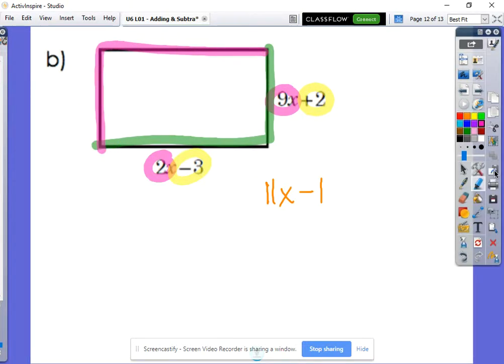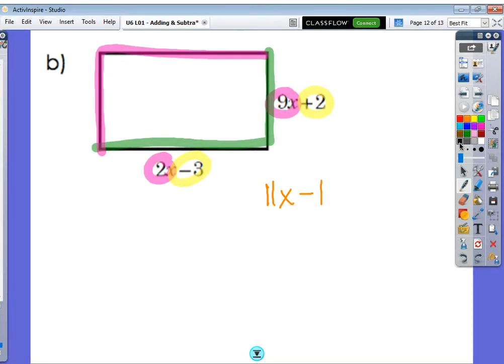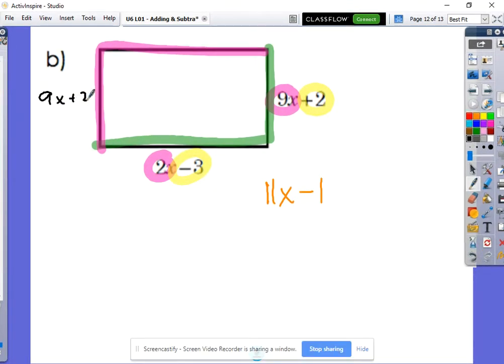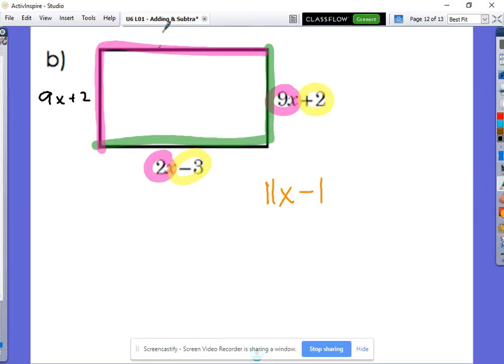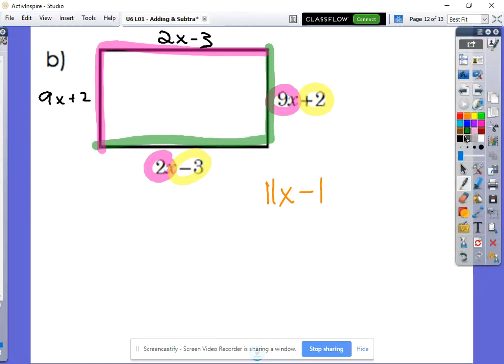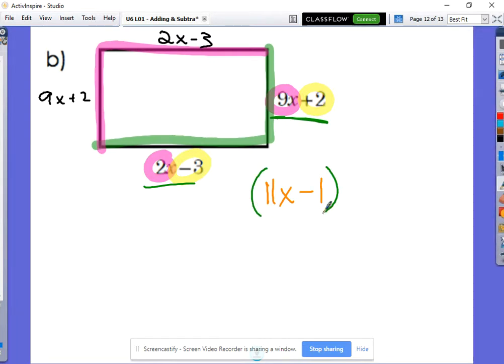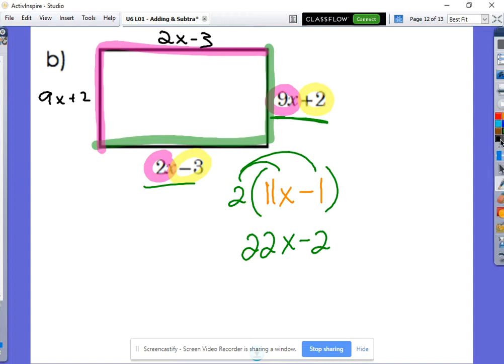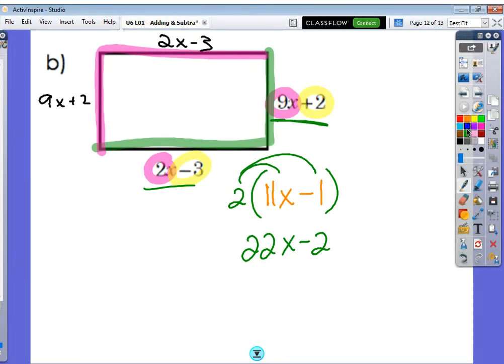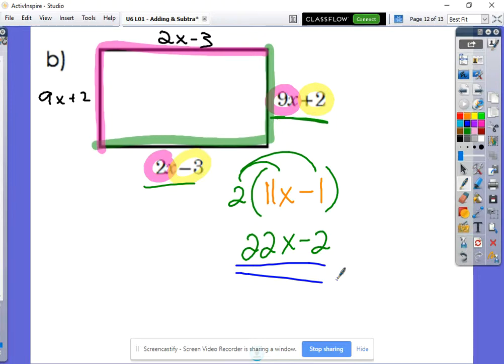So you have two options at this point. You could go all the way back to the beginning and write out the 9x plus 2 here and the 2x minus 3 right here, so that way you don't forget them. Now if I add all those together, I'd get the right answer. Or you can simply add these together like we did, and then since there's two of those, double it. It's completely up to you, whichever you'd prefer. If we double it, we end up with 22x minus 2. And that's what you would have gotten if you just added all your sides together as well. So there's the perimeter of our rectangle.